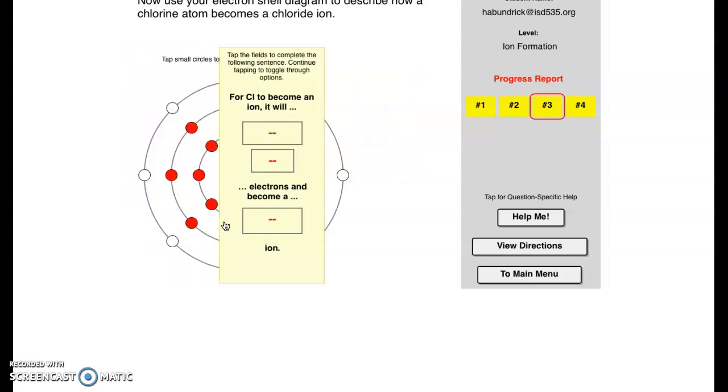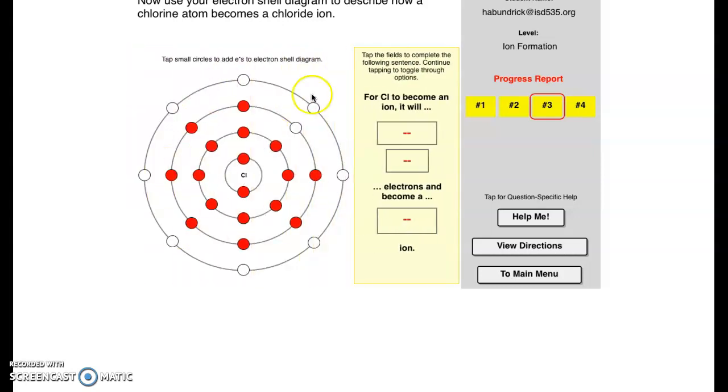The next part is figuring out what sort of ion this element is going to form. An ion is a charged atom. So anytime an atom forms an ion, it either gains or loses electrons. So to determine if something's going to gain or lose an electron, you look at the number of valence electrons.